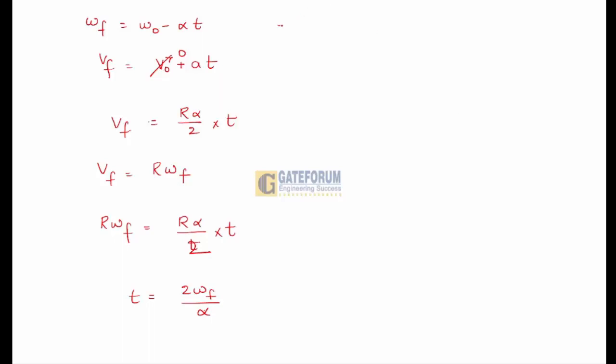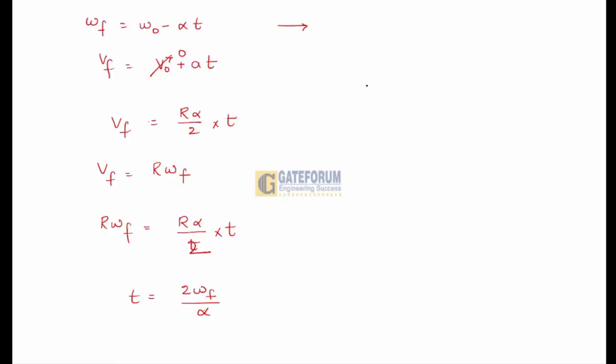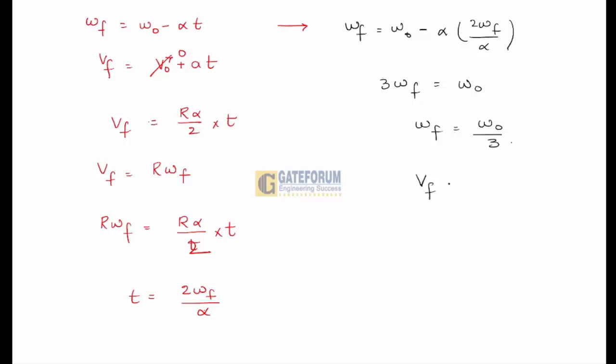Substitute back now. What will you substitute? Omega f equal to omega naught minus alpha into 2 omega f by alpha. That is, take the LCM. 3 omega f is equal to omega naught. Omega f is equal to omega naught by 3. So finally the final velocity is r omega naught by 3. R is 0.15, omega naught is 5, divided by 3.